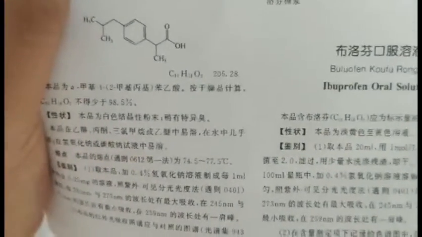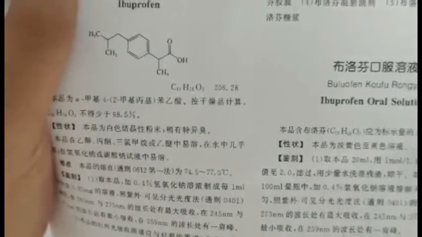Okay, so the first thing we need to do to calculate the concentration of ibuprofen is to find out the molecular mass of ibuprofen. First, we need to understand the chemical formula of ibuprofen. Here in the Chinese Pharmacopoeia, there is something written which is the molecular mass of ibuprofen, which is 206.28.